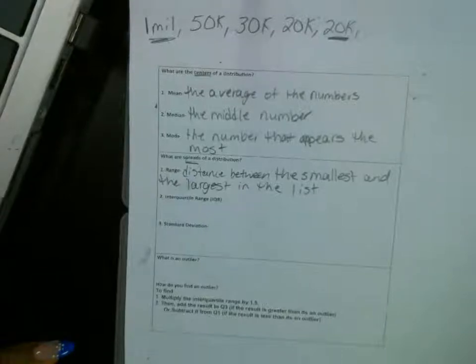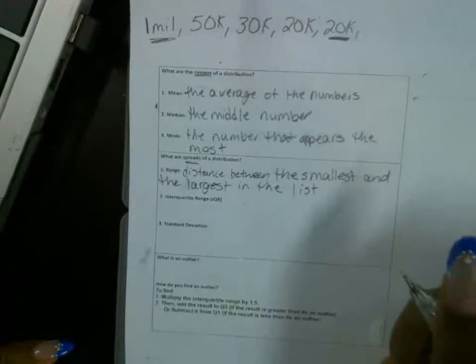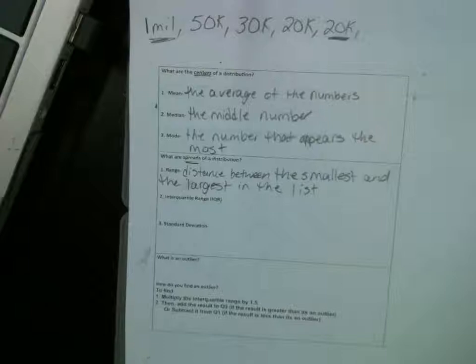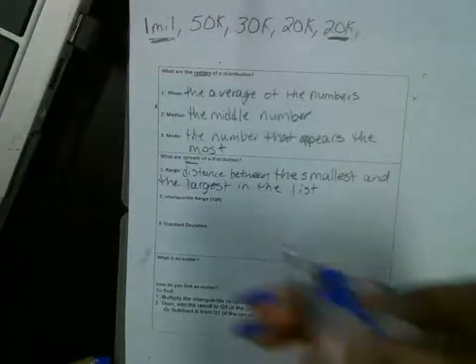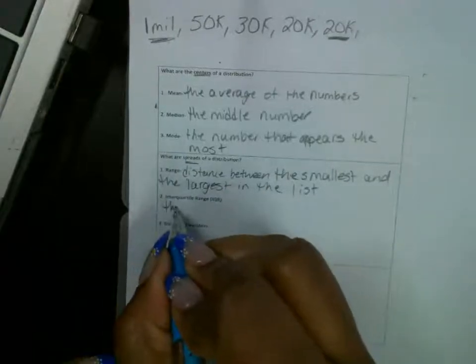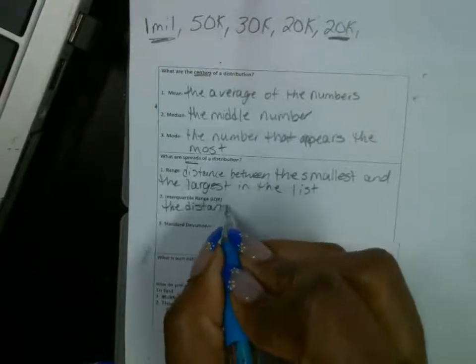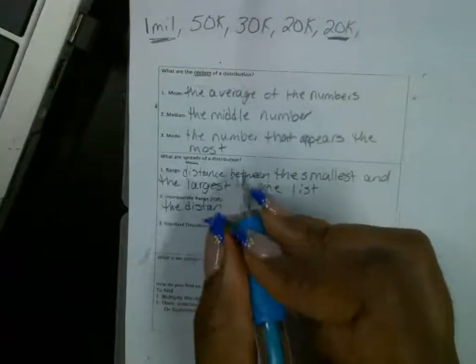Interquartile range. That's what that represents. What's your interquartile range? The range of each quartile. It's the distance from quartile to quartile. It's the distance from the lowest quartile to the upper quartile. So you subtract the quartiles from each other. Upper quartile minus lower quartile.